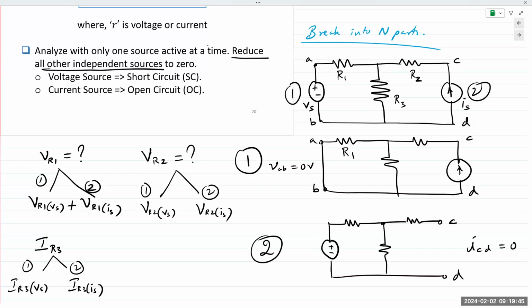If there were 3 sources in there, doesn't matter whether it's a voltage, current, or a mix of both, you analyze the circuit n number of times. So is that clear to everyone? Superposition principle. Any questions regarding the explanation? Okay, so then let's take a look at an example.